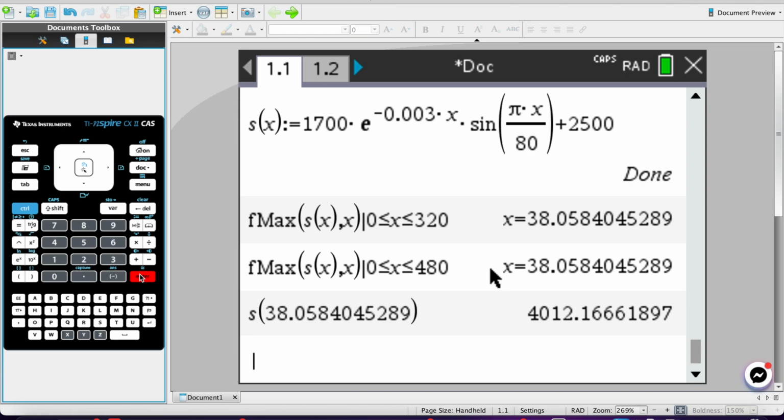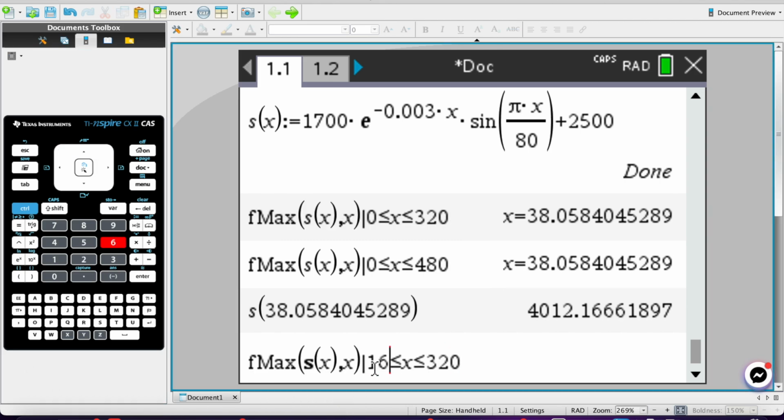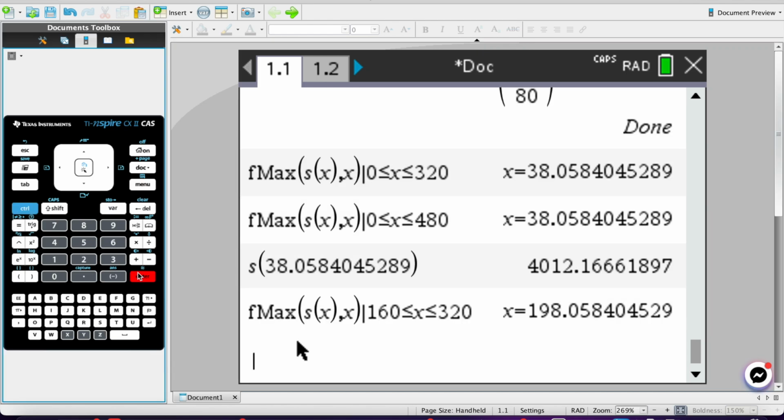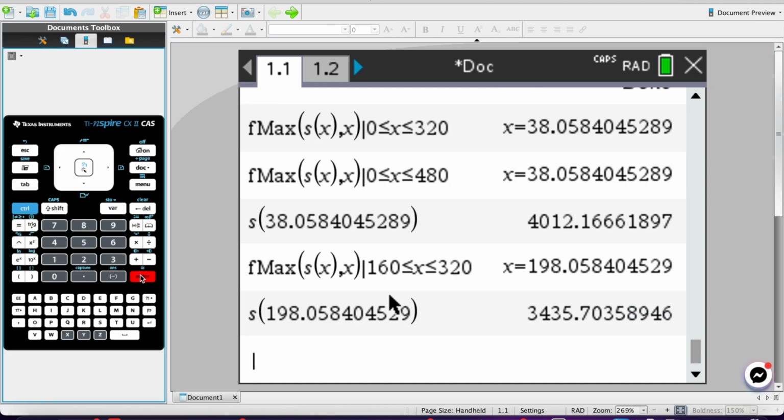167. And then we've also, if we just do 160 to 320, we should get another one. Yeah, so 198.058, and s of that gives us 3435.704.